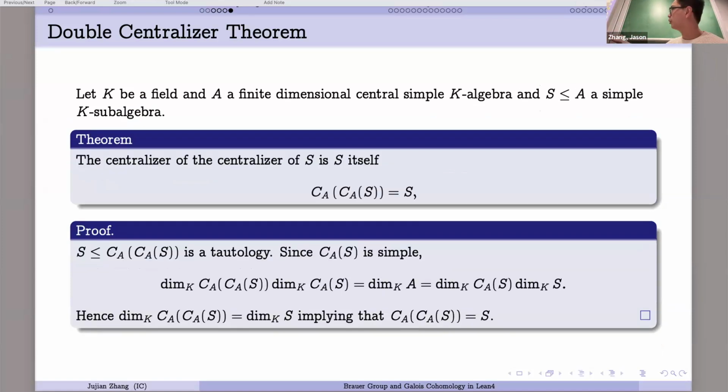So the proof is, one direction is very trivial, and for the other direction, because the centralizer is simple by the previous lemma, we can use the previous lemma to get these strings of equalities in dimensions. Then finally, if we cancel out the dimension of the centralizer of S, we will see that the dimension of the centralizer of the centralizer is the dimension of S. So the centralizer of the centralizer must be S itself.